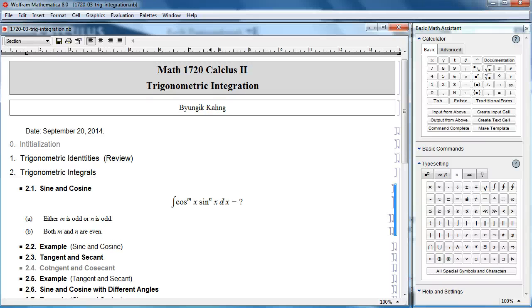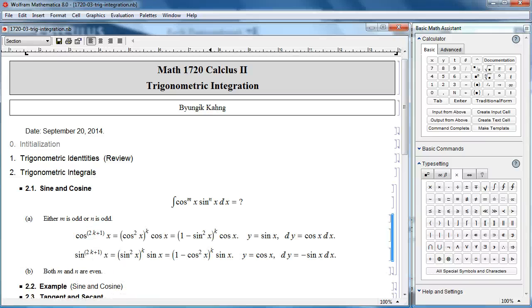Cosine to the nth power times sine to the nth power. How do we handle that? The key here is to recognize which is odd. That's the first criterion. If either one is odd, then good. We're going to take y as something else, the other one, as a matter of fact.